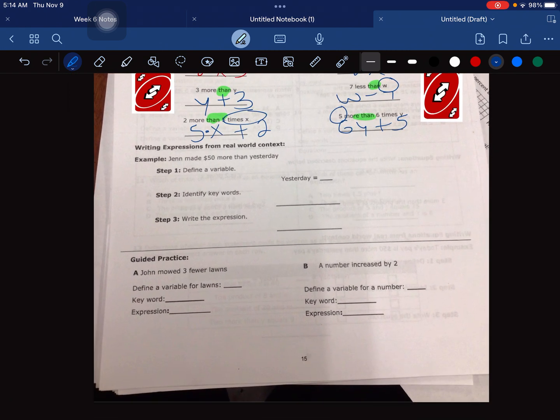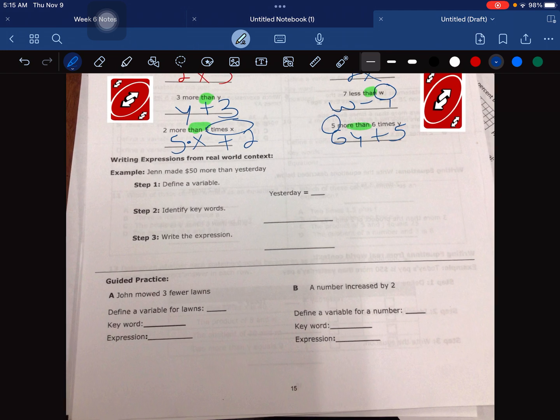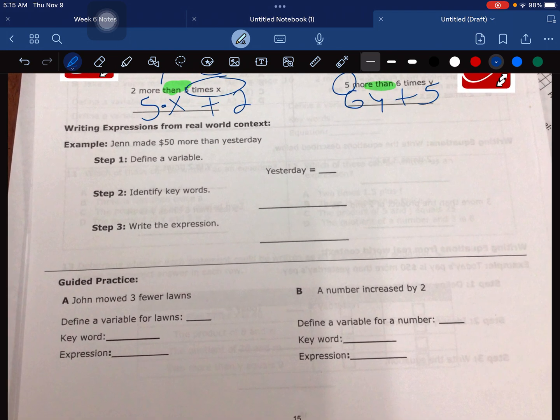Now, we have writing expressions from real world context. Jen made $50 more than yesterday. Because of this more than, what's going to go first? Yesterday. Now, do we know how much Jen made yesterday? No. So, define a variable. Well, what she made yesterday, we don't know. So I'm going to have X because I don't know.